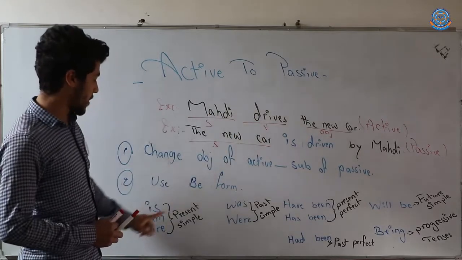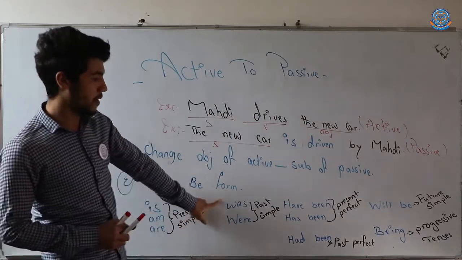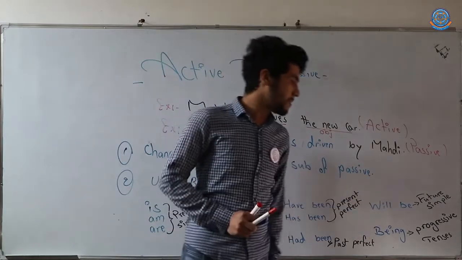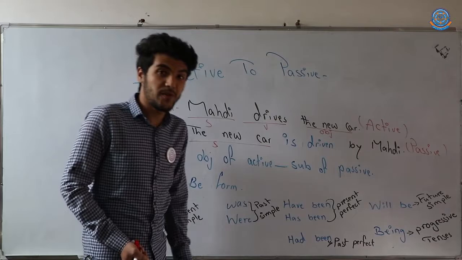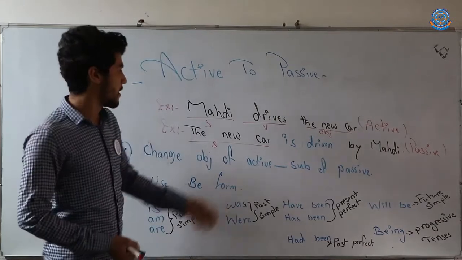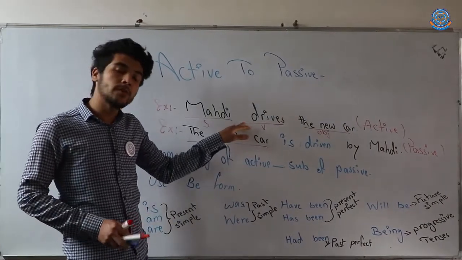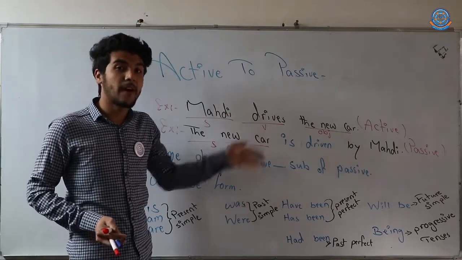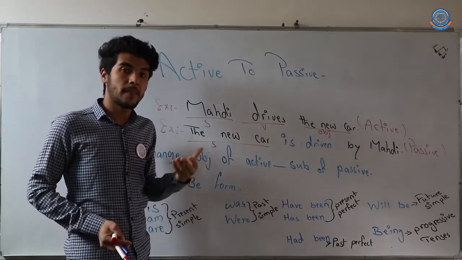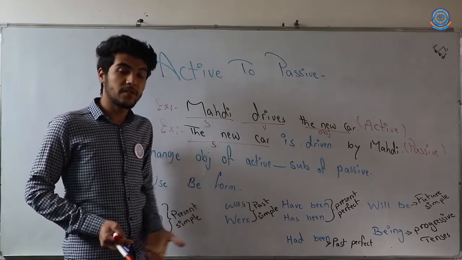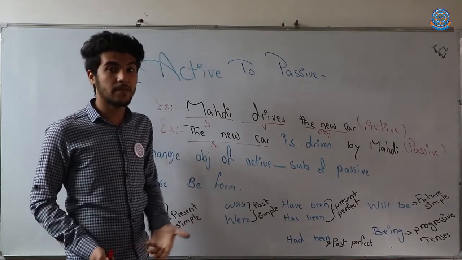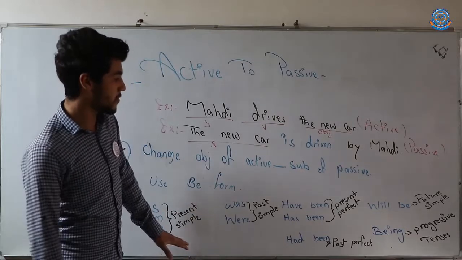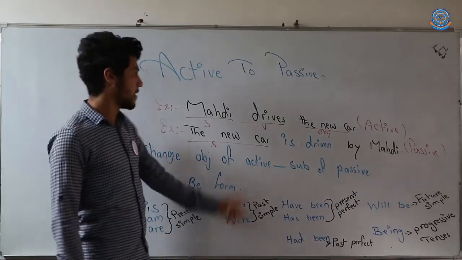The second rule, you should use one of the be forms after the subject in a passive sentence. I mean by be forms: am, is, are, was, were, have been, has been, had been, will be, and being. Which one should be used? That is a question. It is easy. First of all, you need to find out which tense your active sentence is in. Is it simple past? Is it present simple? Is it future tense? Is it present perfect, past perfect, a progressive tense, what? Then it can help you to use one of these be forms easily.